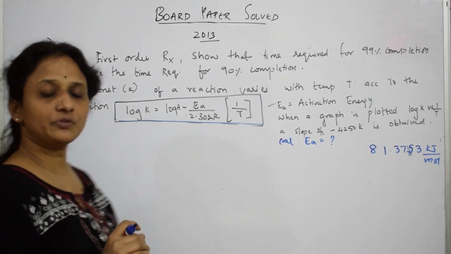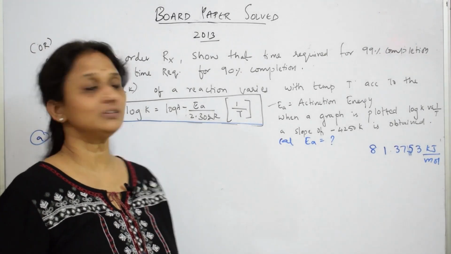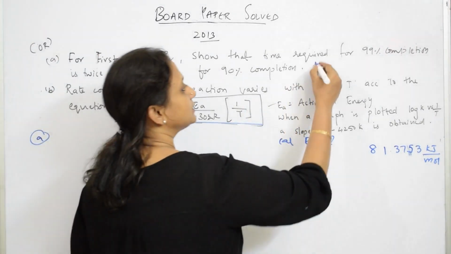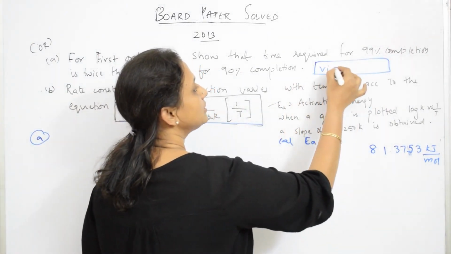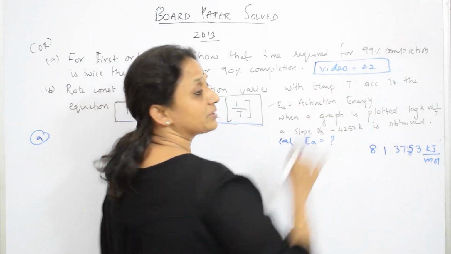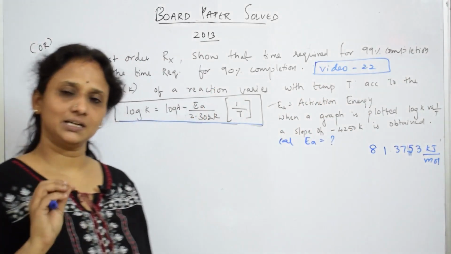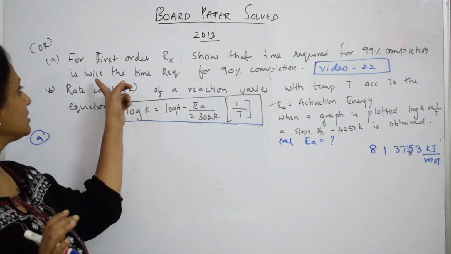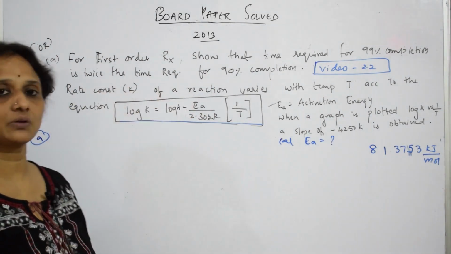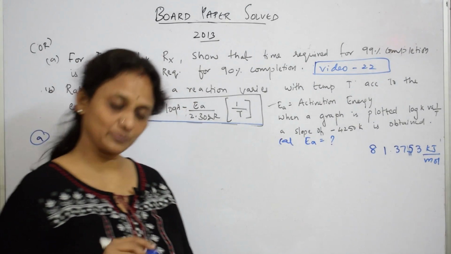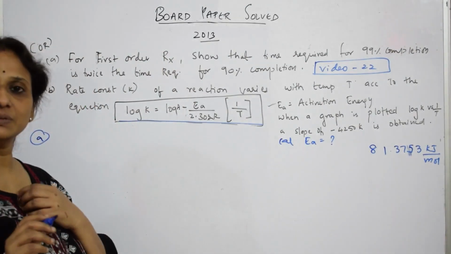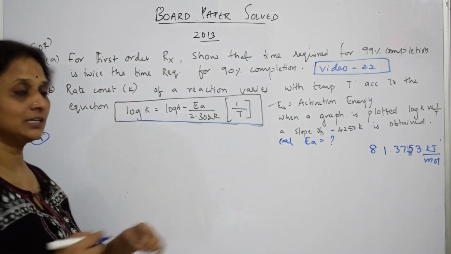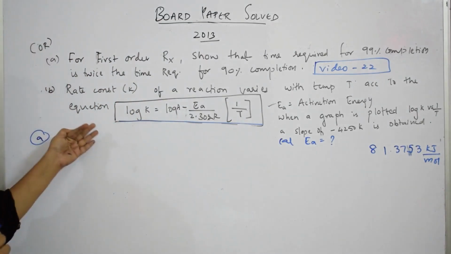It's the same question which I've already done in one of the videos, I think video number 22. Please watch that, it's the same. What is the difference? There it is given as 10 times the time required, here it is given as twice the time required. So please go to that video, the concept will be clear. Done. Let us come back to the next question.